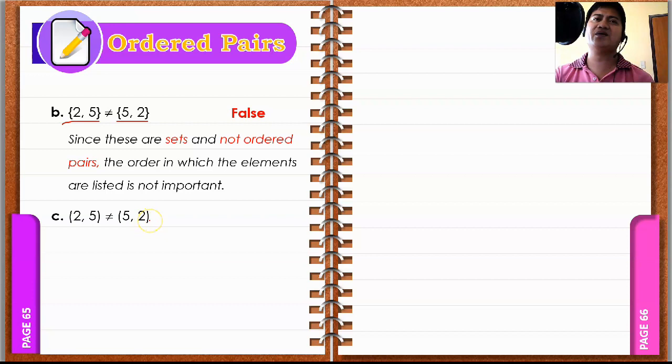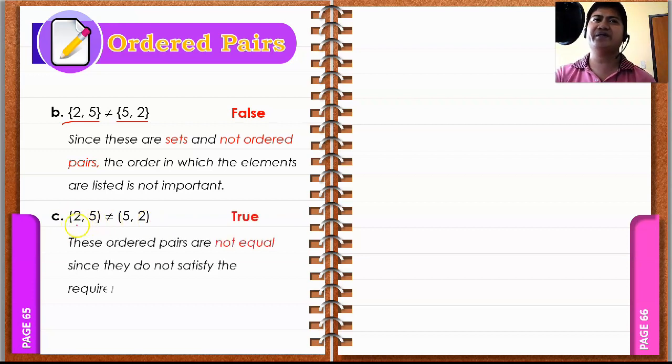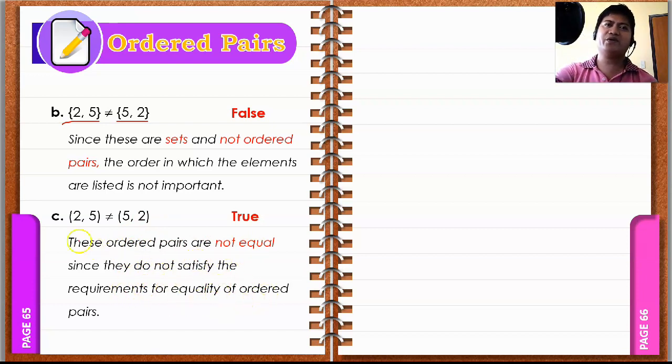So, letter C, we have (2, 5) is not equal to (5, 2). This time, this is now true, because this time it is an ordered pair. So 2 is not equivalent to 5 and 5 is not equal to 2. These ordered pairs are not equal since they do not satisfy the requirements for equality of ordered pairs. To be equal, the first component should be equal to the first component of the other, and likewise the second. Okay? So that is all about ordered pairs.